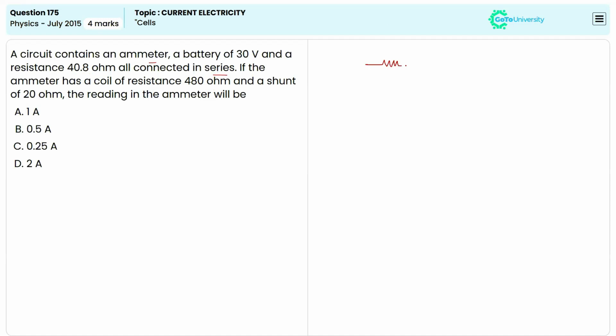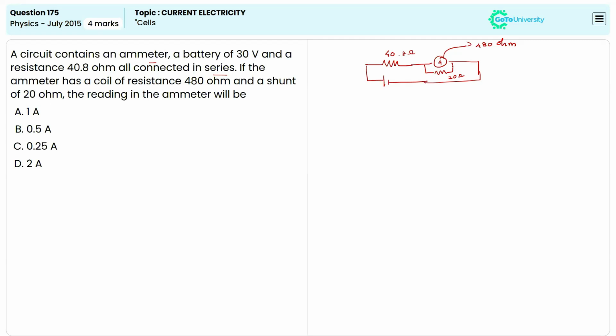So here there is a resistance of 40.80 ohm, and there is one ammeter as well, and there is a 30-volt battery. It is given that the ammeter has a coil of resistance 480 ohm and a shunt resistance of 20 ohm. So here we can write there is an ammeter with a resistance of 480 ohm, right? And it's known that the shunt resistance will be connected with the ammeter in parallel, and it was given as 20 ohm. So this is our circuit.